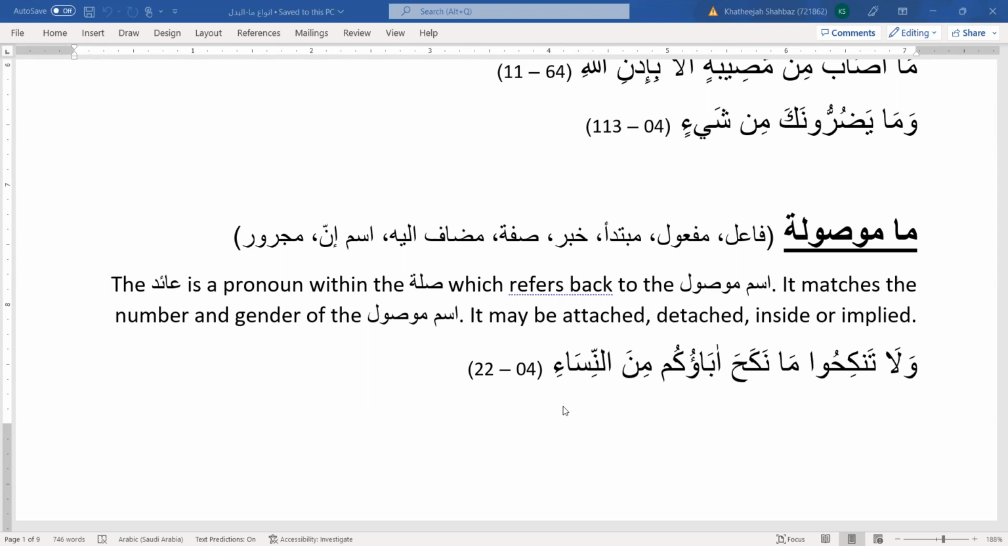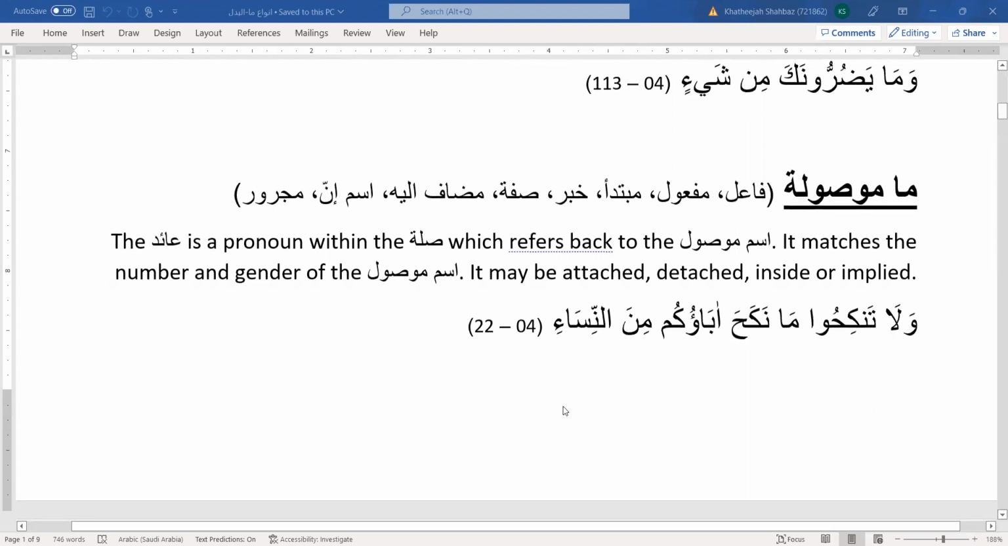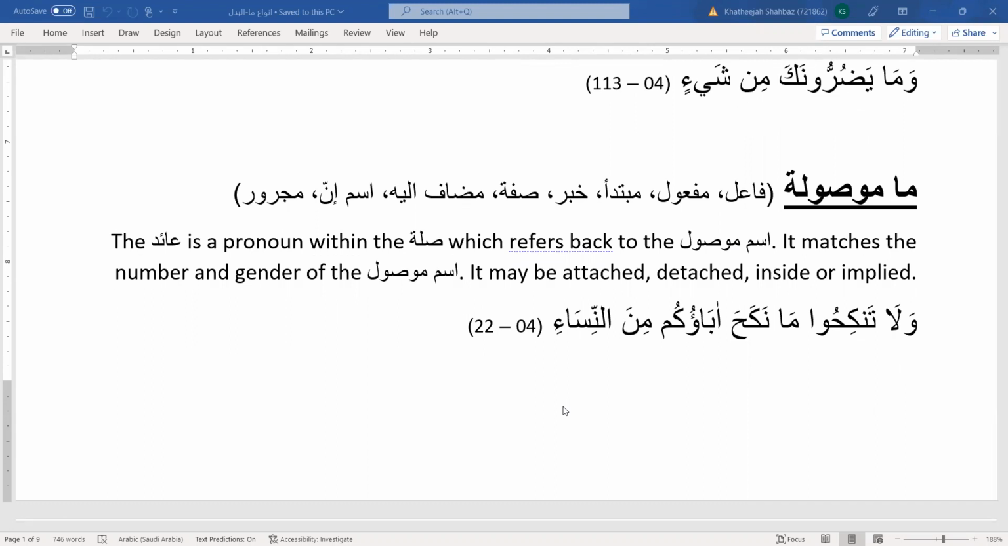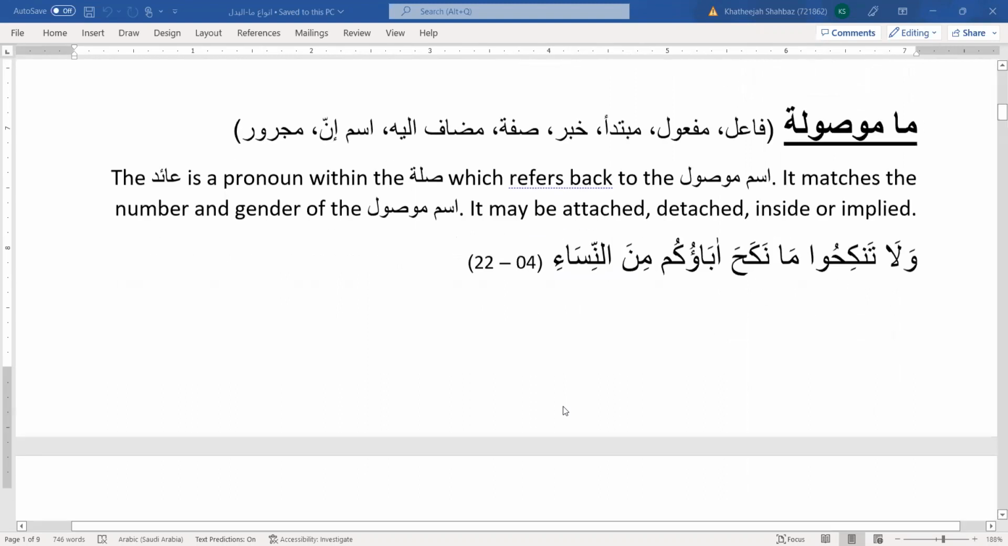And in the sila there is an a'id which refers back to the ism mawsul, which can be attached, detached, inside, or it is not there, it is just implied. And the sila doesn't have a status. It is called la mahalla laha min al-i'rab. There is no i'rab for it.